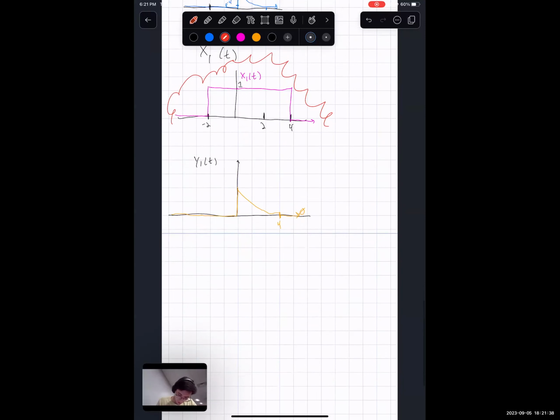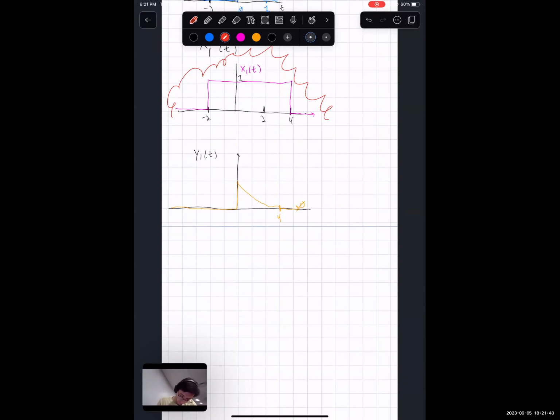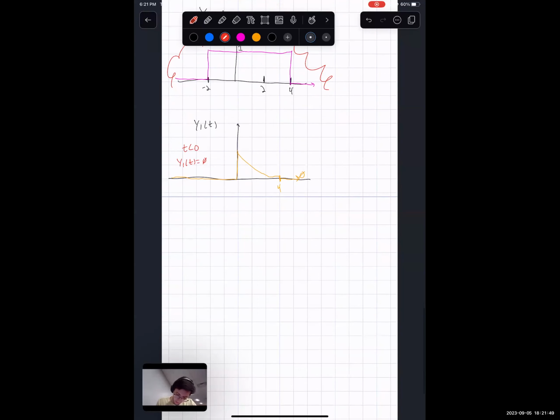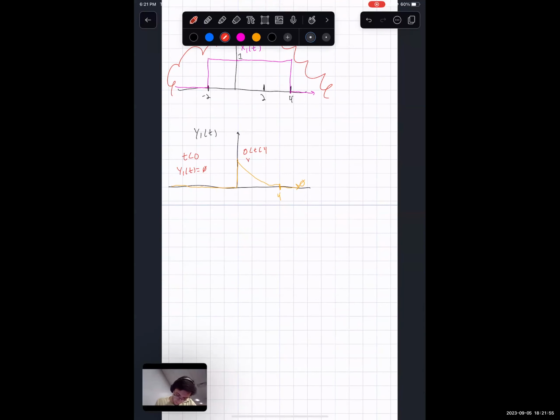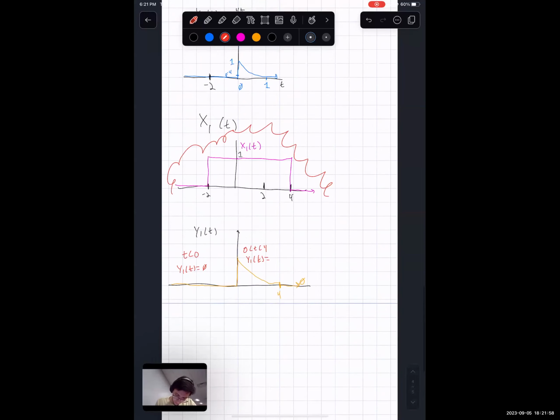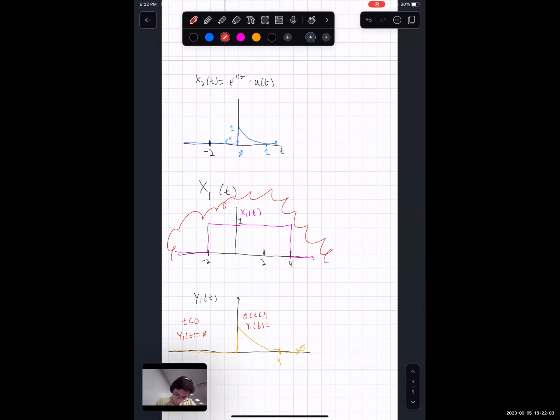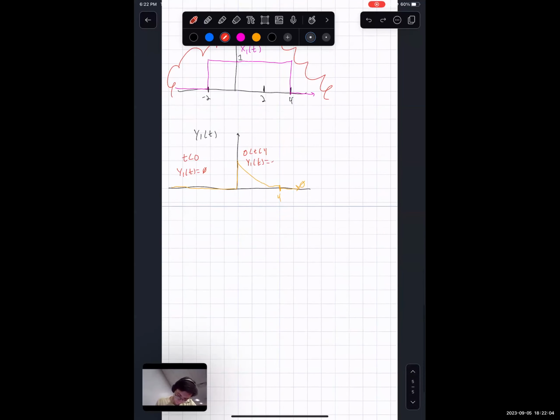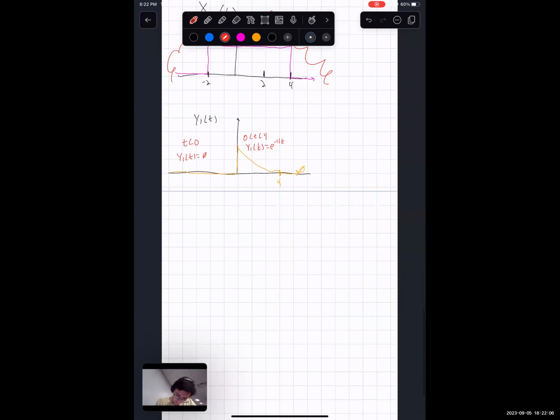So everything less than 0, so t less than 0, we have y1 of t equals 0. And then from 0 to t less than 4, we get that y1 of t is just equal to e to the minus 4t, and then t greater than 4 back to 0.